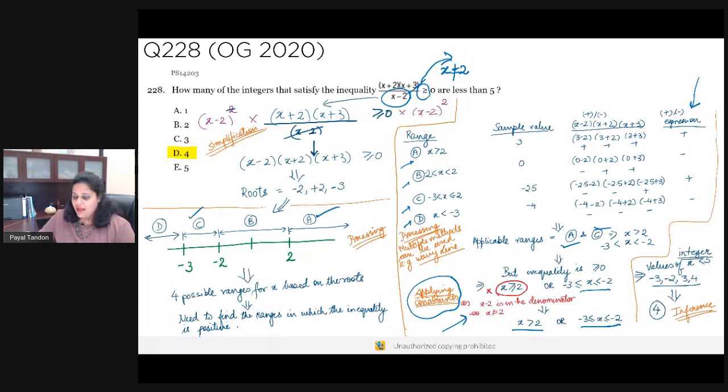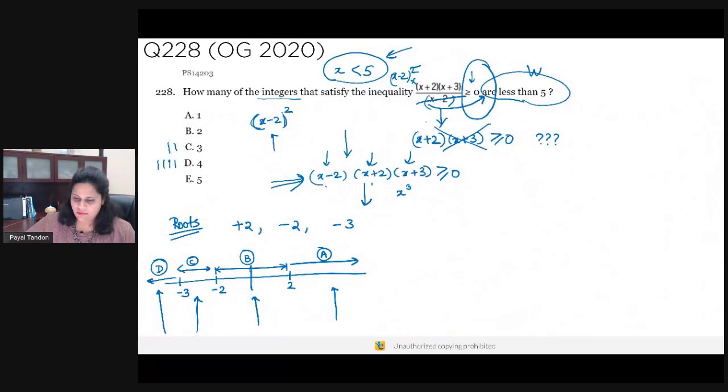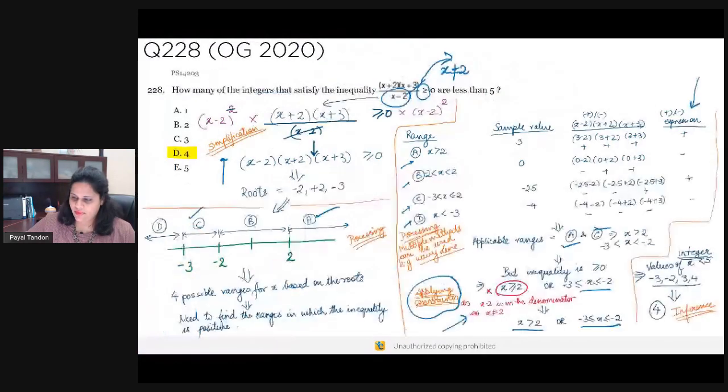So overall, in this question, you had to first do simplification to bring it in the form that you can process. Then you had to do all of this processing. Now, one thing that I do want to tell all of you is that I used a very fundamental method to solve it, but you can use any method that you're comfortable with. You can use the wavy line method.